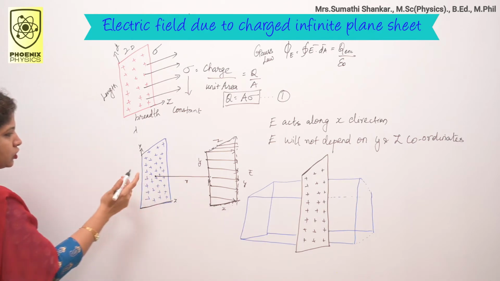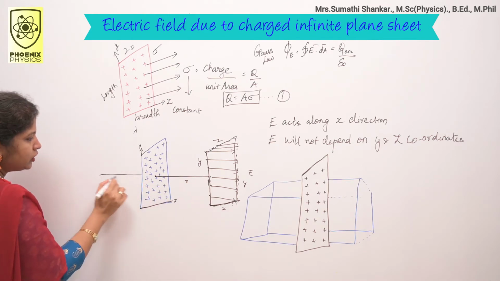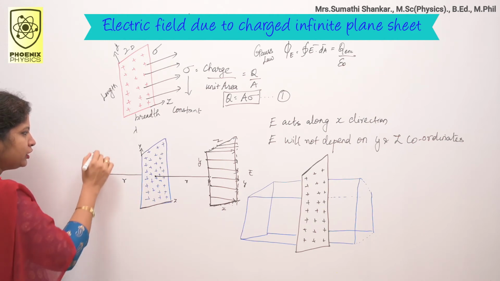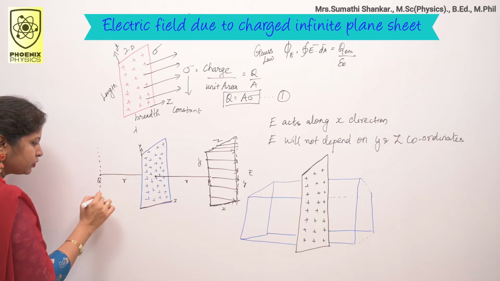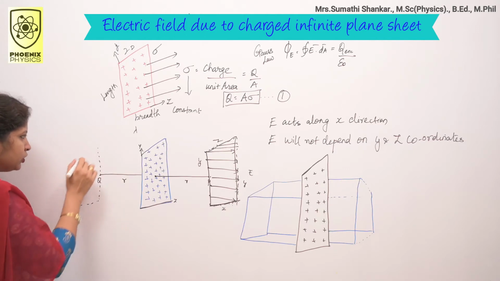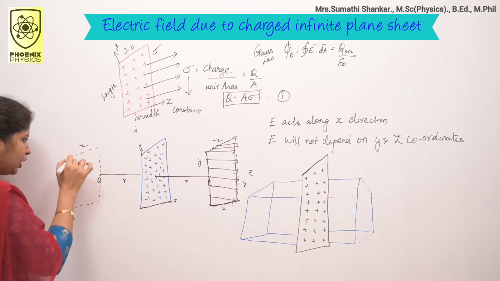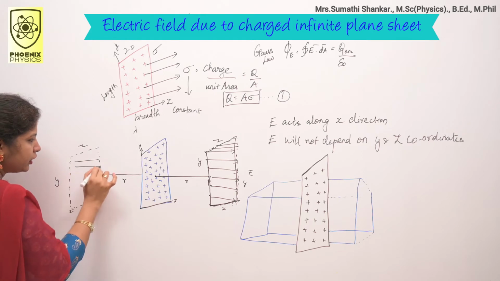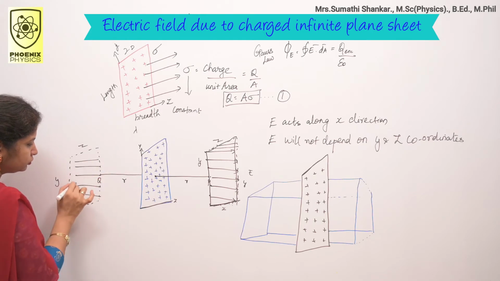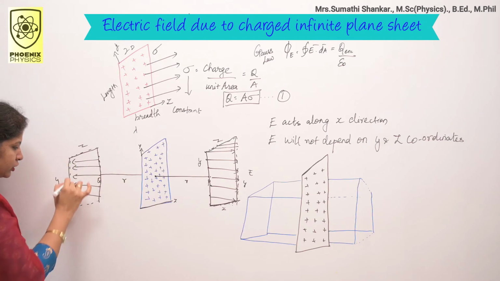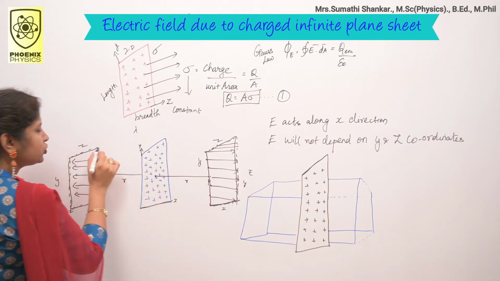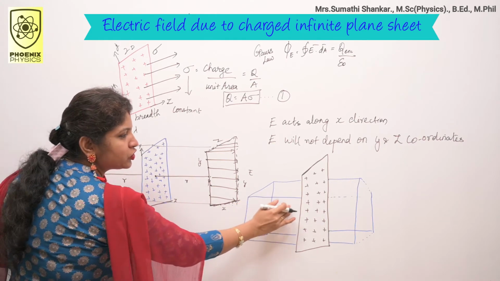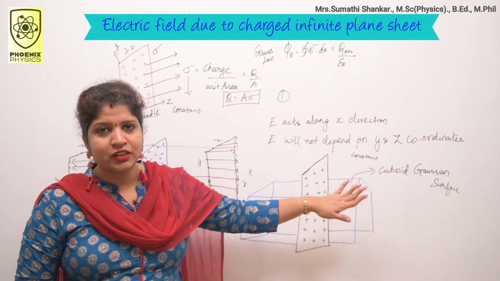Same way you can choose another point at a distance R from the sheet. Say this point is Q. Again this is my y direction and this is my z direction. E acts in the x direction alone, like this. I can get a plane like structure like this. So just connect these two planes, you can get a cuboid structure. This is one of the Gaussian surfaces.